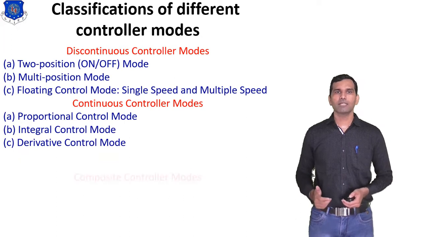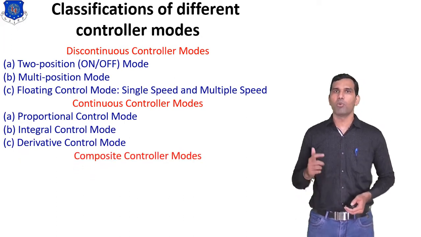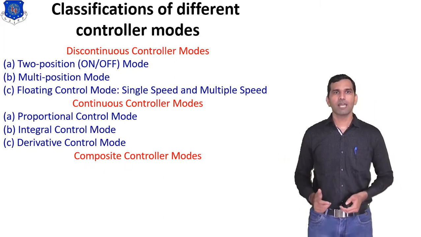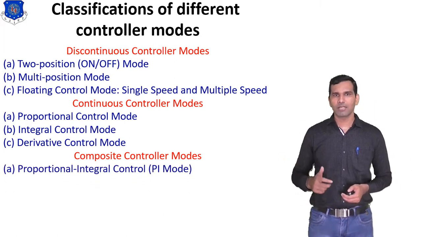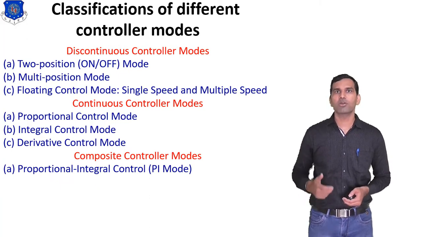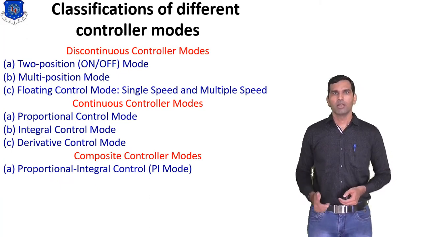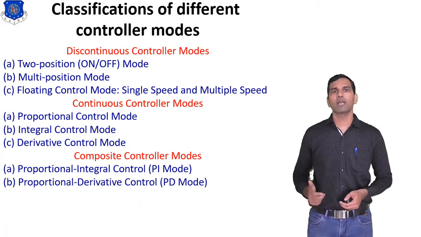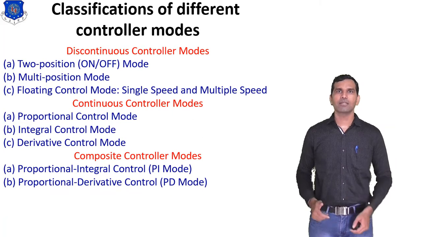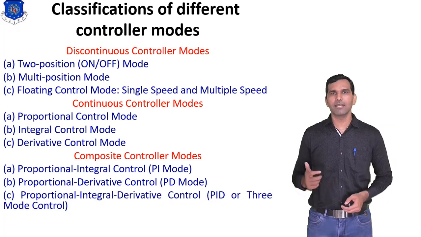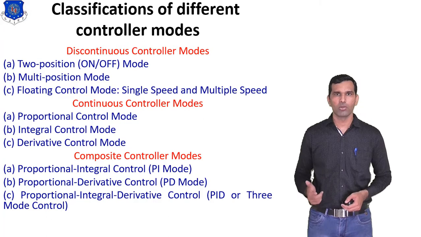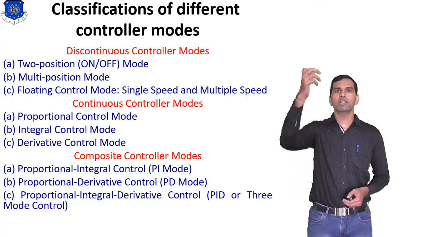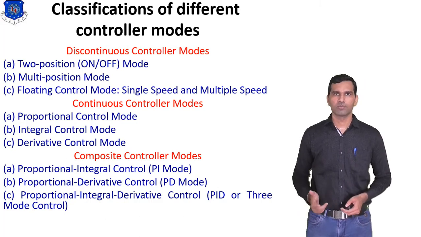And the third classification is based on composite control mode. This is also further classified. The first type is proportional plus integral control mode, also known as PI mode. The second is proportional plus derivative control mode, known as PD mode, and the last type is proportional, integral and derivative control mode, known as the PID controller. So this is the classification of the control modes.